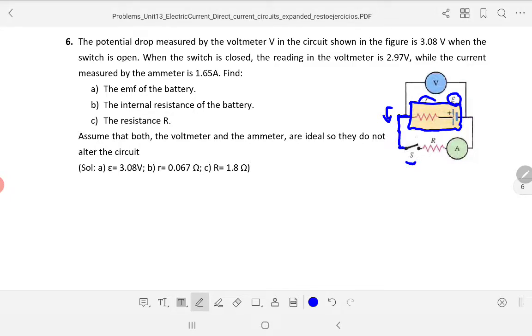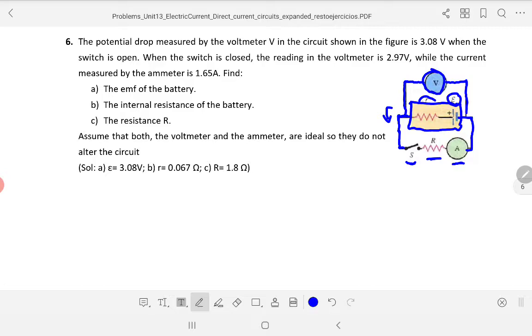If the switch is open, the current cannot flow because there is no continuity, and if the switch is closed, the current can flow. Then this is a resistor here. Then we have an ammeter, and then the circuit closes. We are measuring the potential difference across the real battery with this voltmeter. We're going to consider both the voltmeter and the ammeter as ideal, so they're not going to alter the circuit in any way.